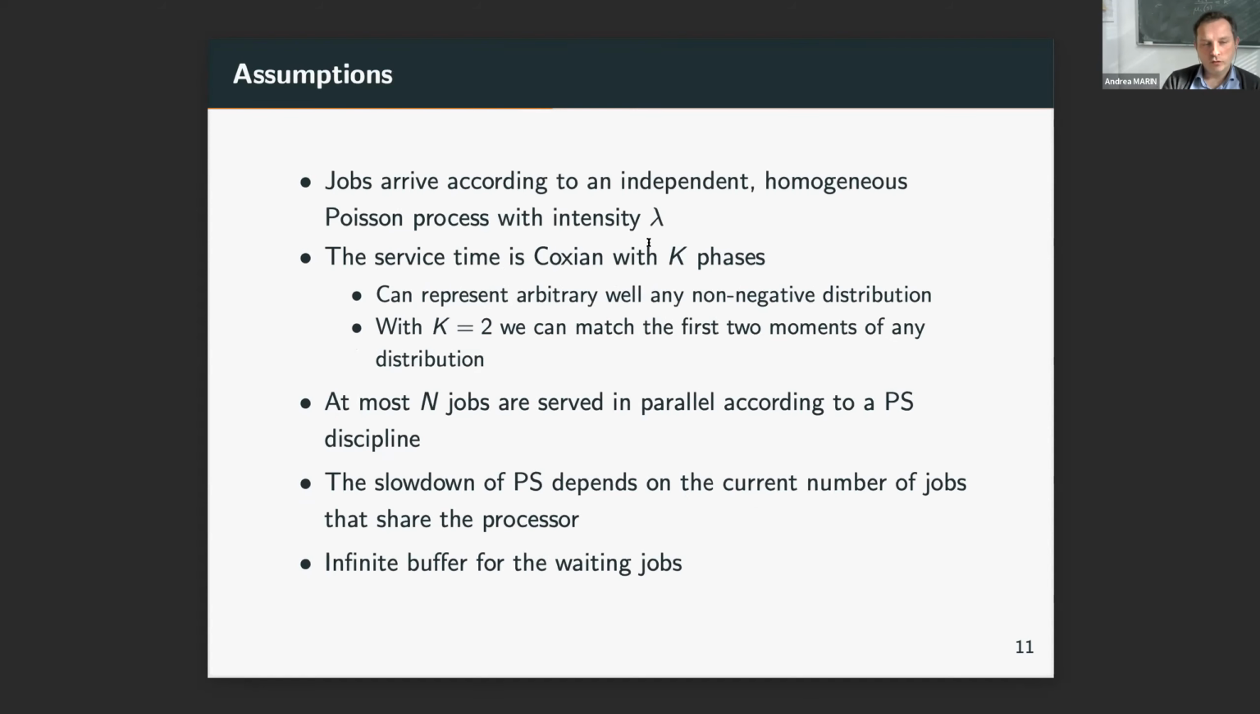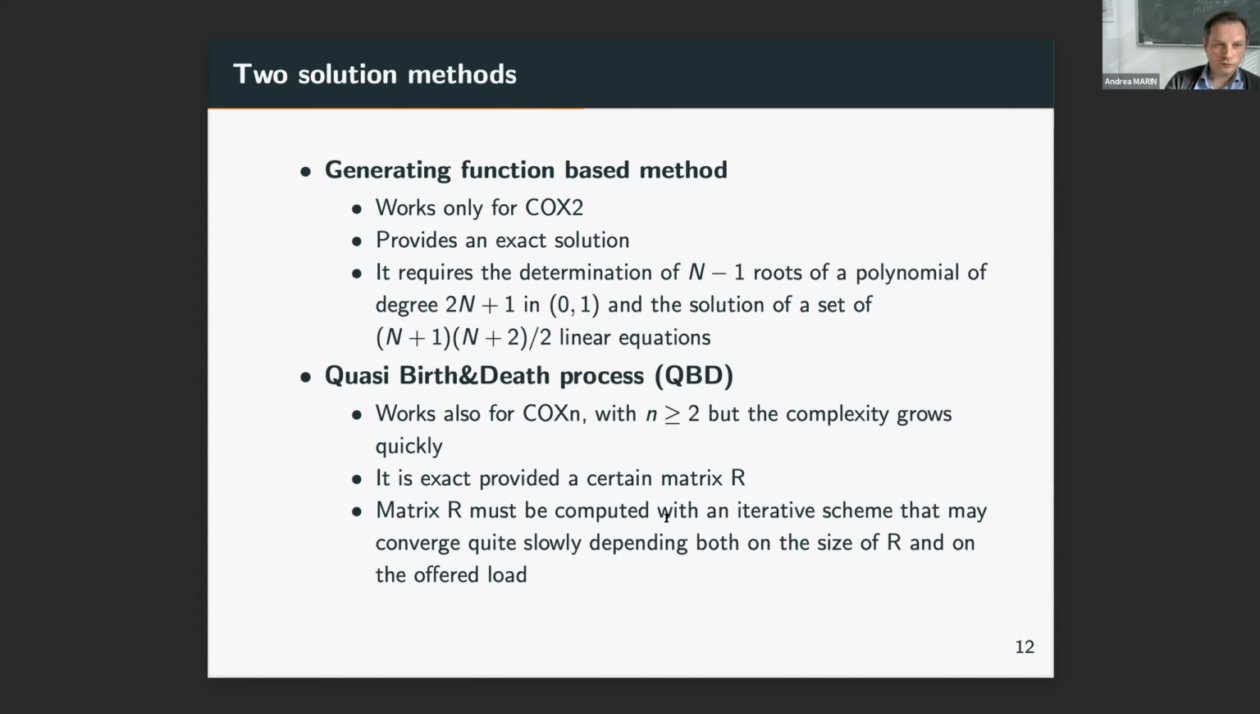So the assumptions are the usual assumptions for Markovian queues with Poisson arrivals. The service time is Coxian with an arbitrary number of phases. In this way, we can approximate arbitrarily well any service requirement. We have an infinite buffer, and the slowdowns can depend on the number of current jobs that are sharing the processor. We propose two solution methods.